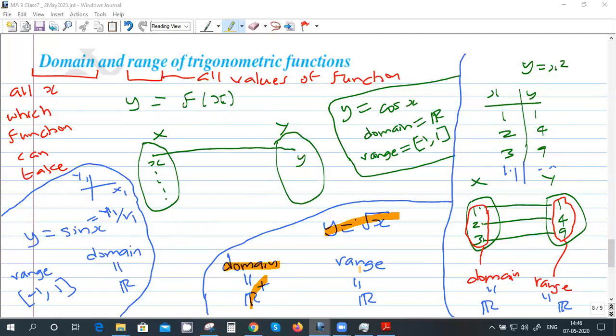This is the set of values which y can take. Y can be both positive and negative. Y can take all real values. So the range is the real number line. And if you take another function, y equal to x square, there is no restriction. The domain can be the entire real line, and the range is also the entire real line.